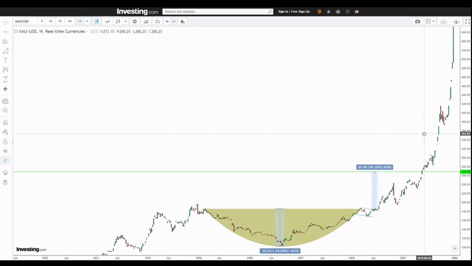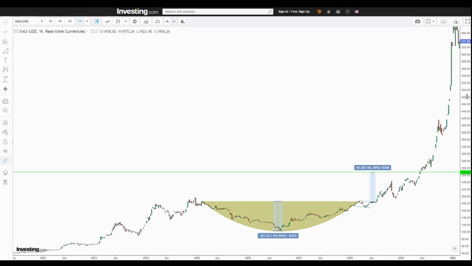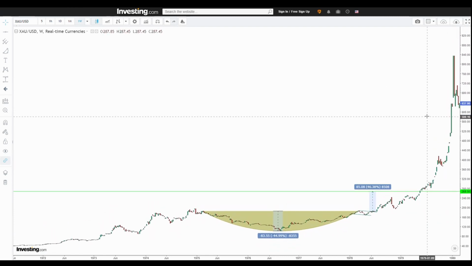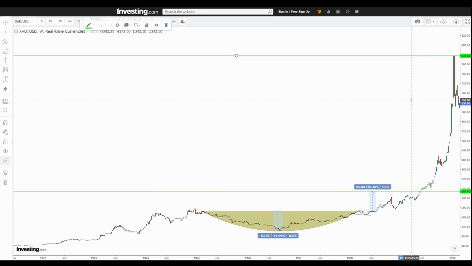It kept on climbing up. Over here, the movement was already exponential, and the price ended up reaching a level of $835. So again, like in the early 2000s, back in the 1970s, the gold produced a huge increase following a cup and handle chart pattern, which not only reached its original target but went several times higher than that.